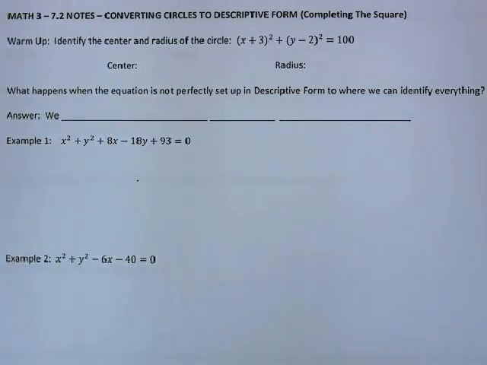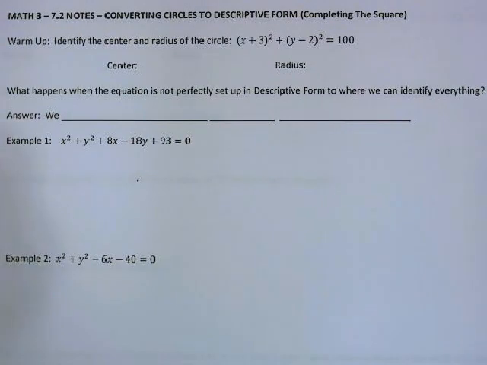And welcome back. Today we've got the Math 3 7.2 notes. We're going to be doing more stuff with circles today. Today we are converting circles to descriptive form by completing the square. So what that means is if our equation isn't in the form that we want it to be in, we're going to put it in that form that we do want it to be in.